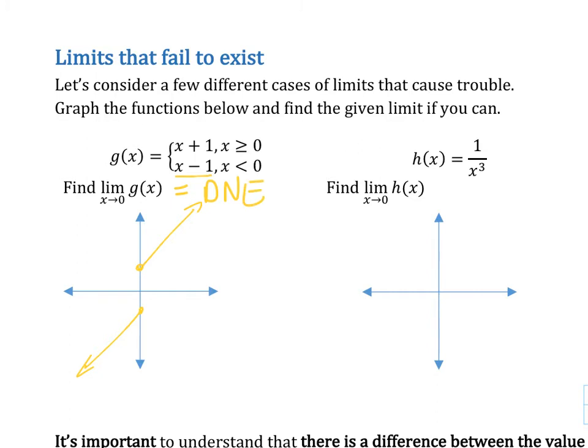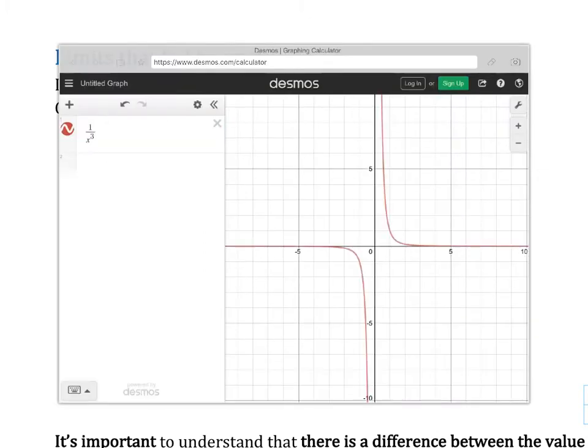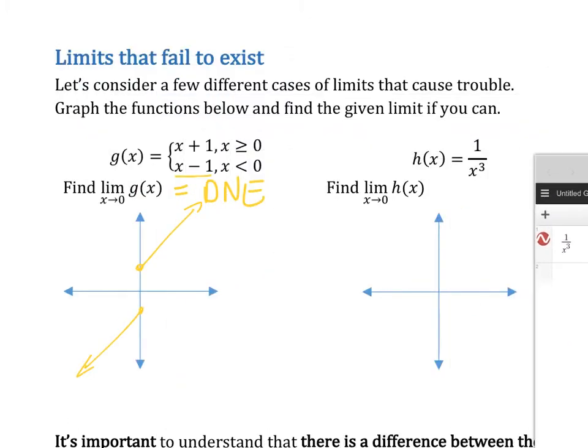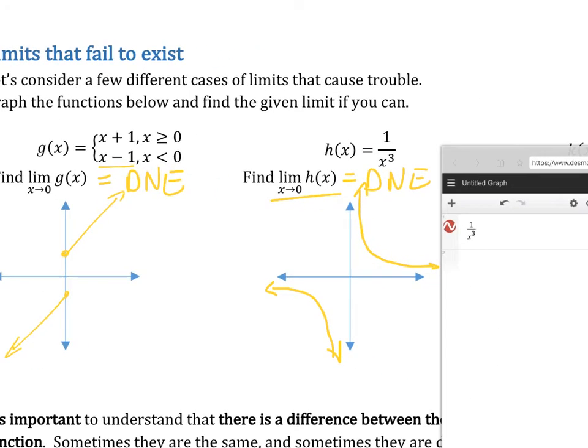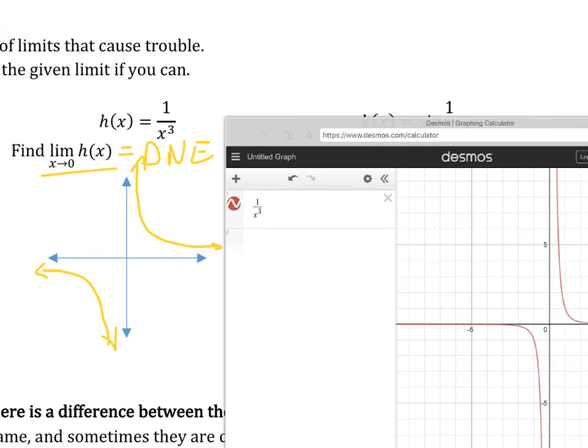Well, what about the graph of 1 over x cubed? This graph looks like this here. Basically it looks like a pretty normal hyperbola. x cubed is going to change the shape a little bit. But the question is, does that limit exist? No, it does not exist there. That is an infinite discontinuity.